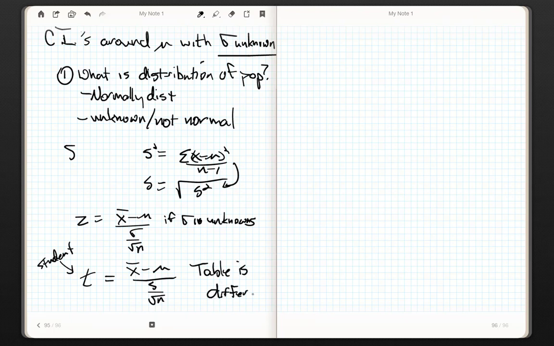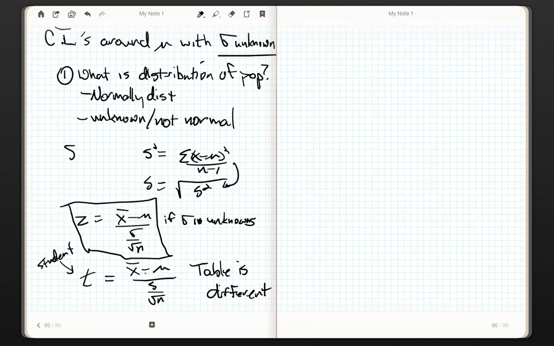And the reason that the table that we use is different is because if I don't know what sigma is, or I don't know what the distribution looks like, then I'm in a great deal of trouble because the central limit theorem starts to break down. Remember, this thing was produced as a result of the central limit theorem. That said, if I take a sampling distribution, then the distribution of the means starts to look normal.